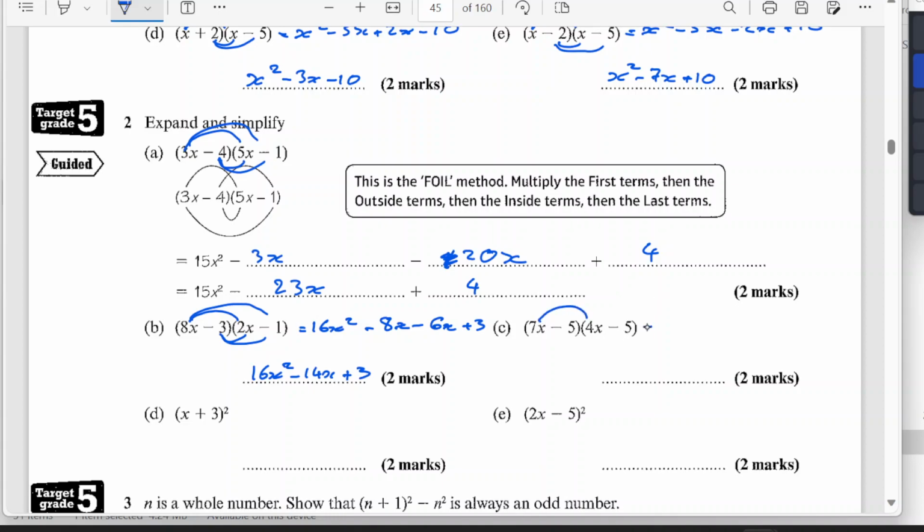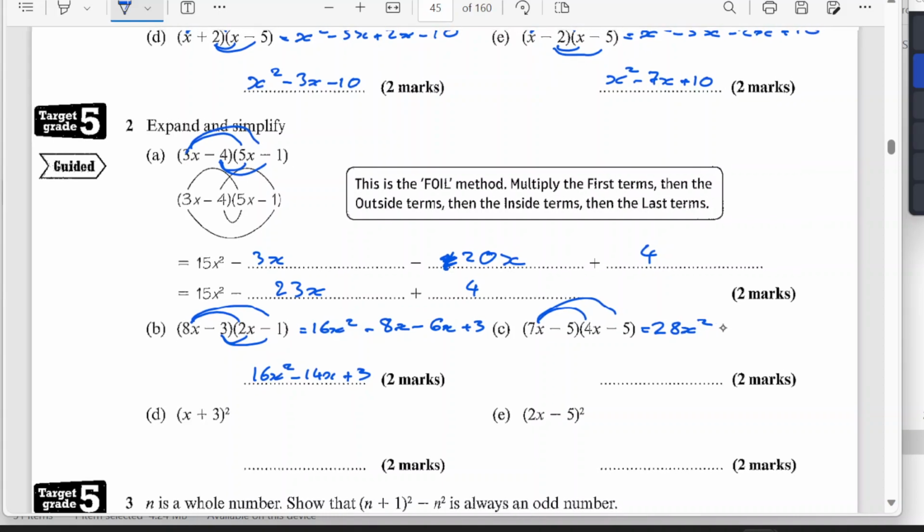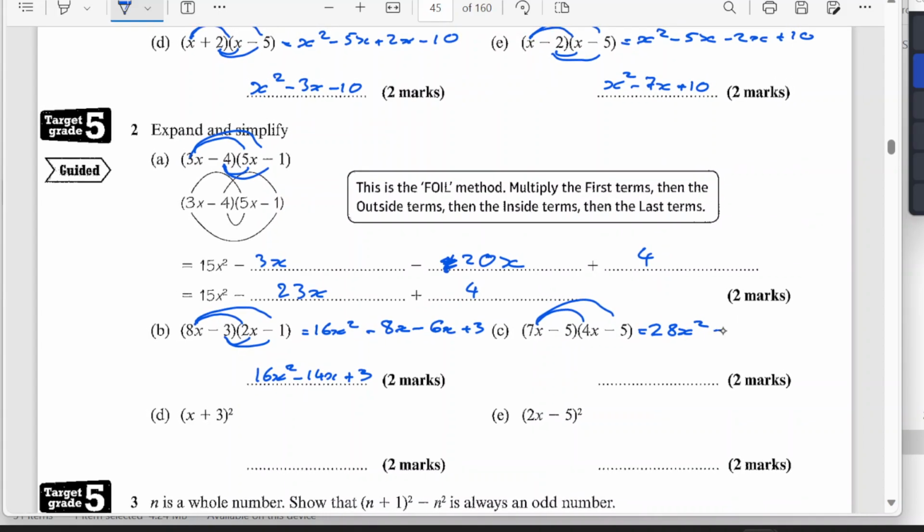7x times by 4x would give me 28x squared. 7x times by minus 3 would give me minus 35x. Minus 5 times by minus 4 would give me minus 20x. And then minus 5 times minus 5 would give me plus 25. So I've got 28x squared minus 55x plus 25.